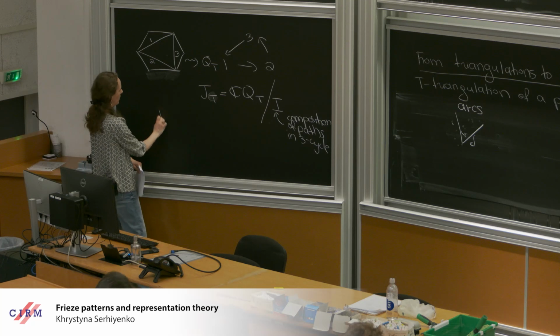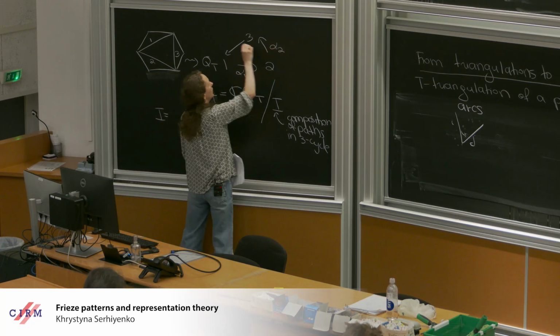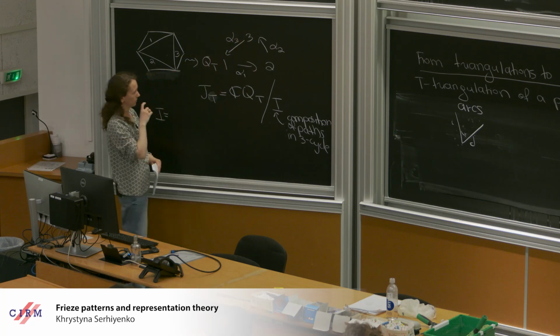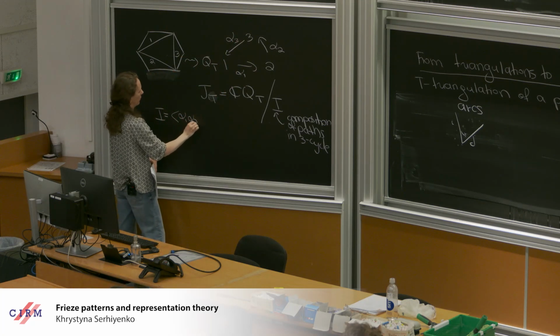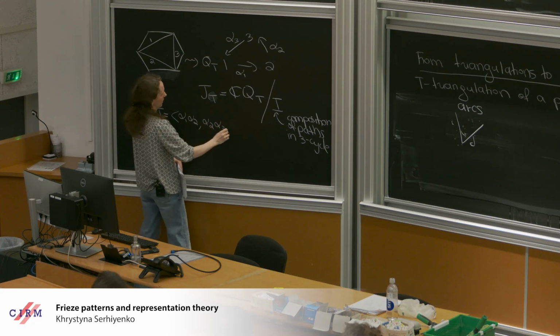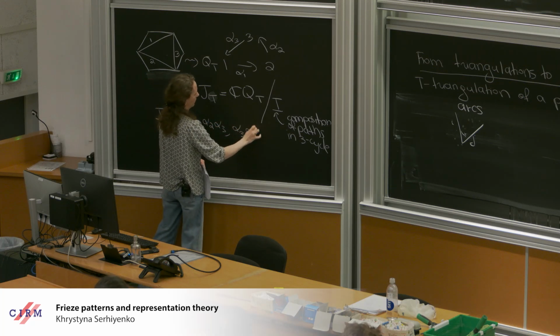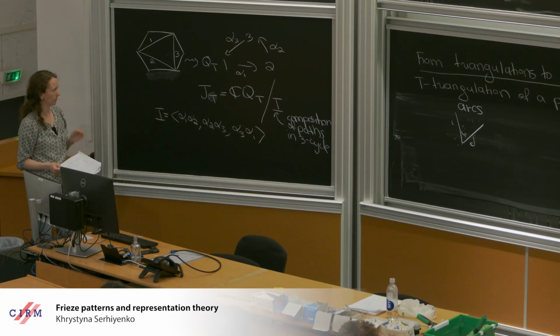So in this example, if I call these alpha 1, alpha 2, alpha 3, then the ideal I is generated by alpha 1 alpha 2, alpha 2 alpha 3, alpha 3 alpha 1.